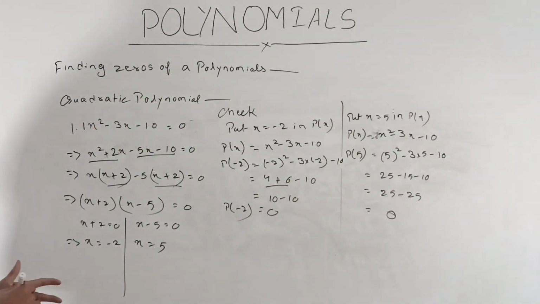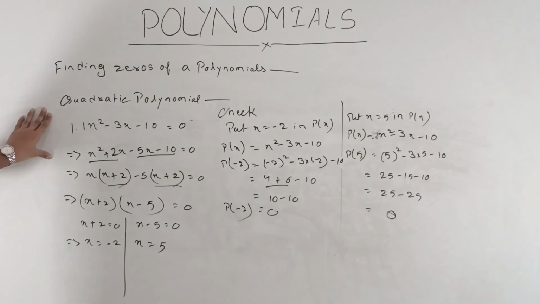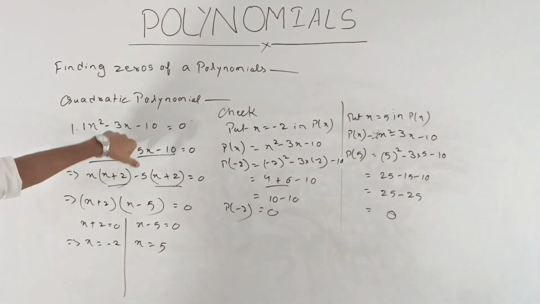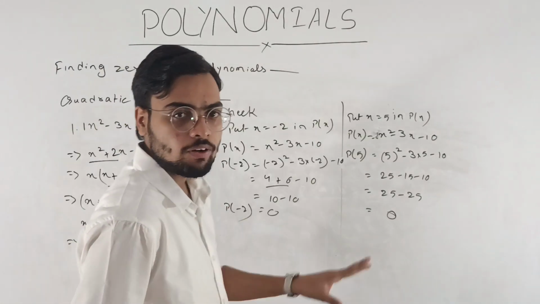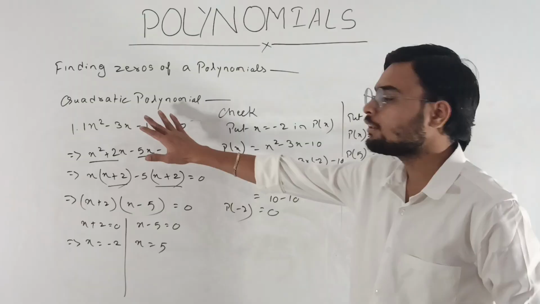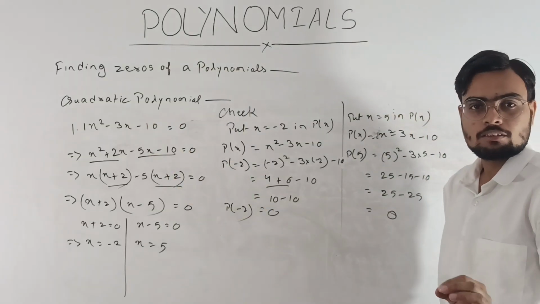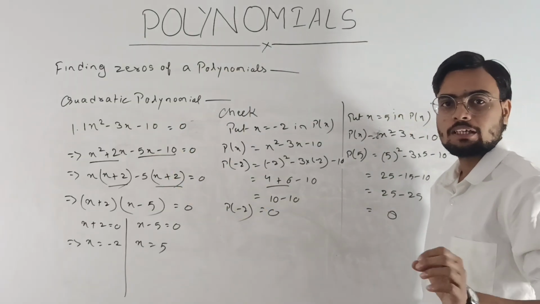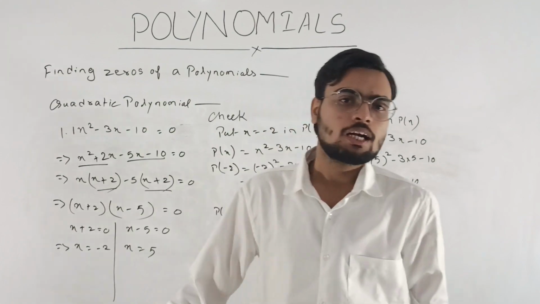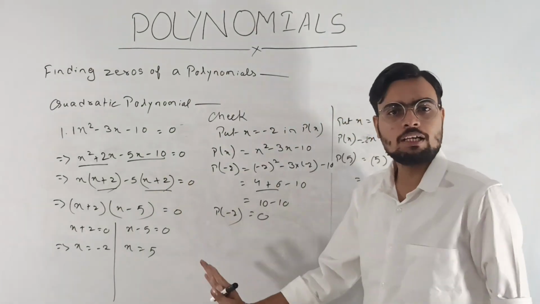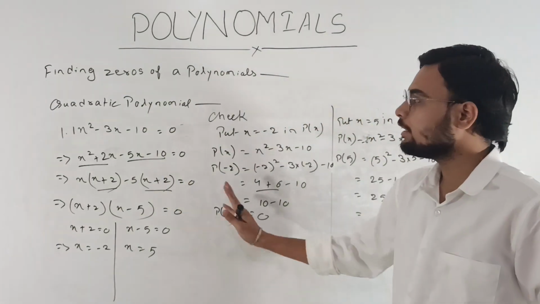So this is right. Minus 2 and 5 are the zeros of this polynomial x square minus 3x minus 10. Okay, you all understood how to find zeros of a quadratic polynomial by using factorization, by splitting the middle term. Now look, these are the basics of polynomials. That's why I can't explain in detail, I only explain in brief.